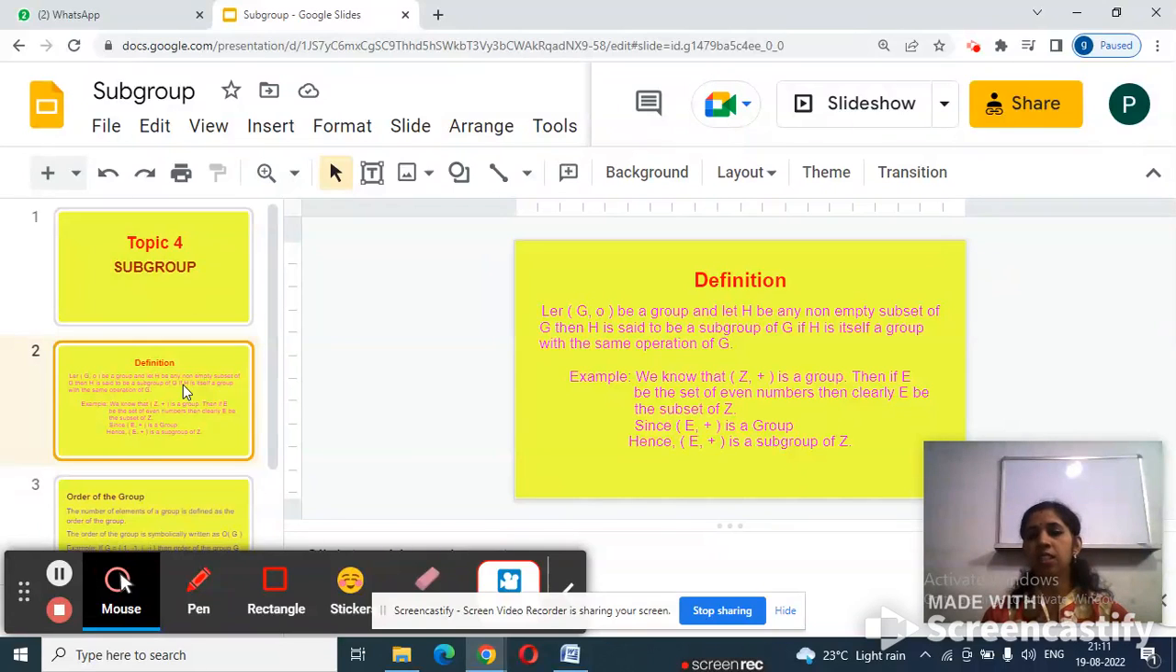And inverse: there is plus 2 and minus 2. So minus 2 is the inverse of plus 2. So existence of inverse also holds in E. So (E, +) is a group, but since E is a subset of Z, we will say that (E, +) is a subgroup of (Z, +).